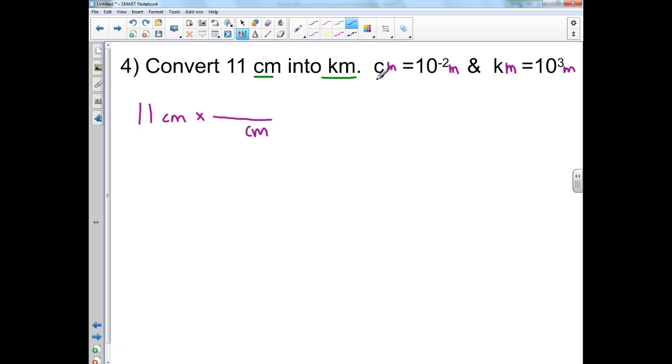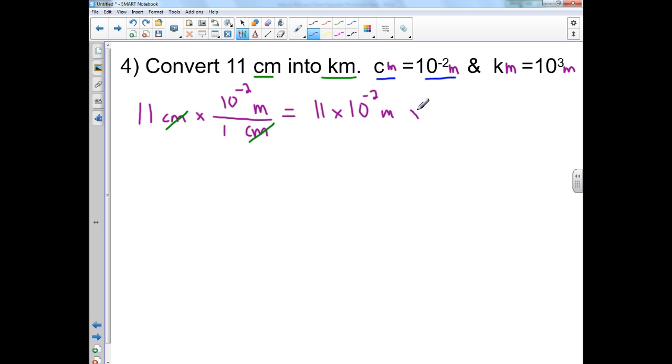So what's my equation say? It says I can go from centimeters into meters. Okay? 1 centimeter is 10 to the minus 2 meters, according to the equation. So I am successfully multiplying by 1. Here's a fraction that equals 1 because the numerator and denominator are equal. Now, what's that do for me? Well, I'm canceling out the centimeters. The centimeters over centimeters is 1. And I'm left with just meters. So that would be 11 times 10 to the minus 2 meters.